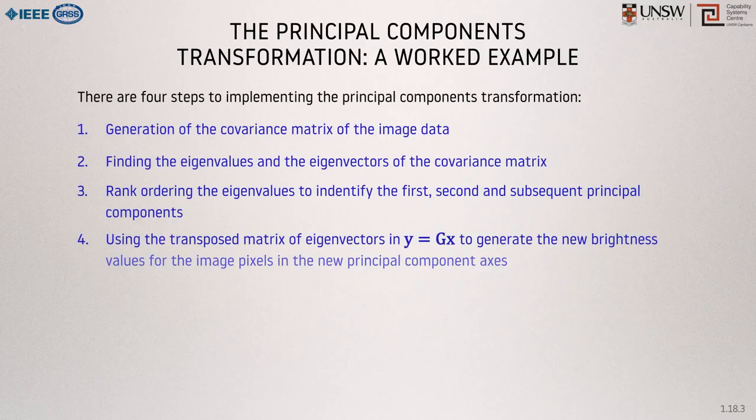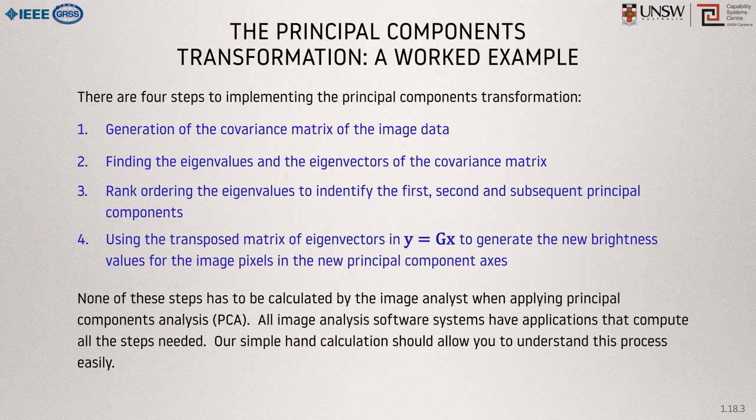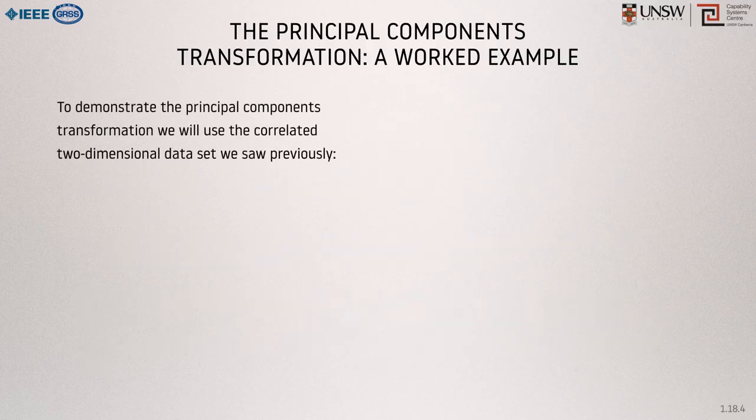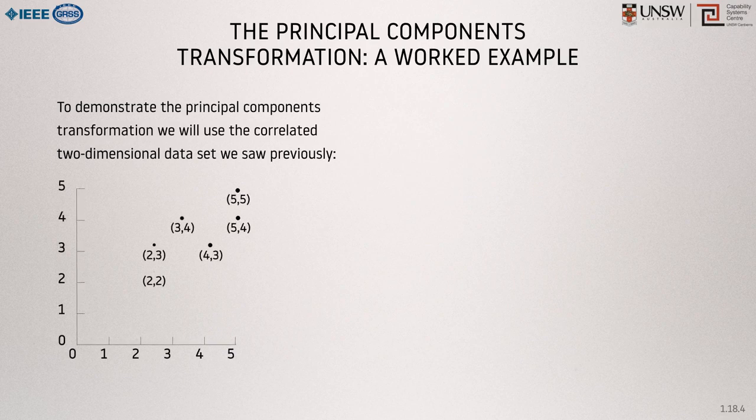Remember, there are 4 steps in obtaining the principal components, as we saw in the previous lecture. We will compute each of these steps in our example. Once we have finished the example, you should be quite familiar with how the principal components of an image come about. We will do our calculations using the highly correlated data set from the previous lectures.